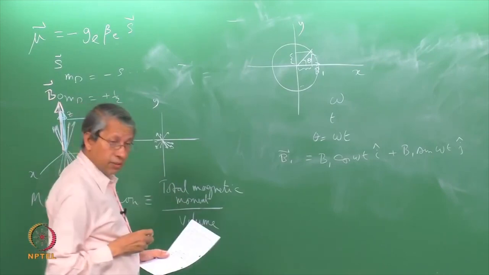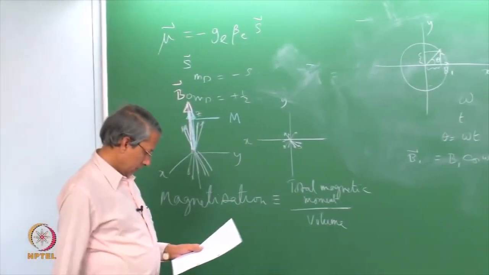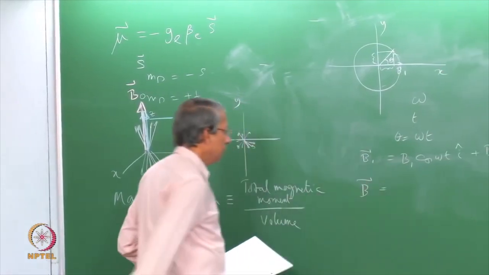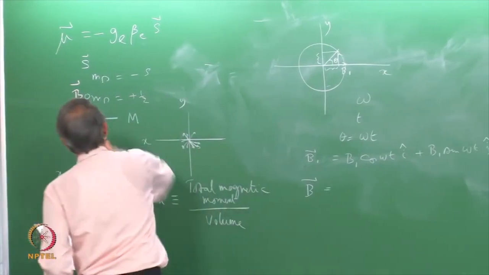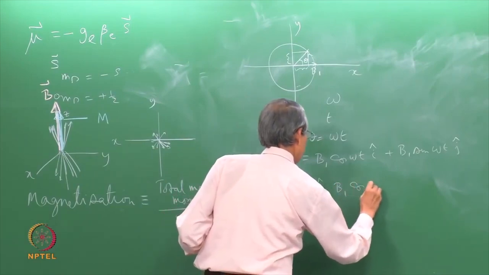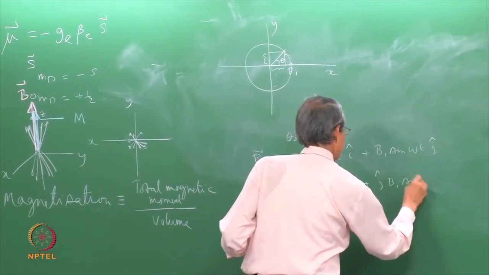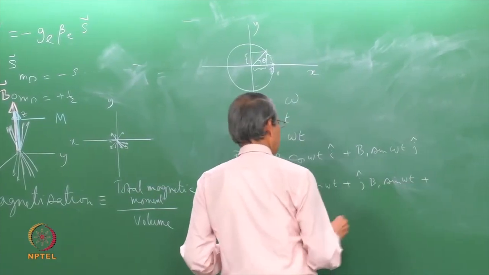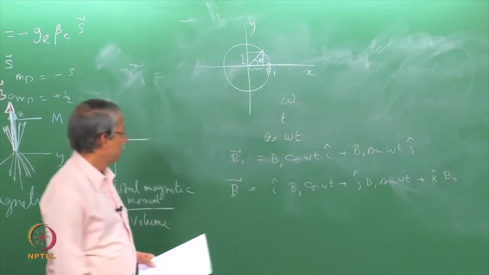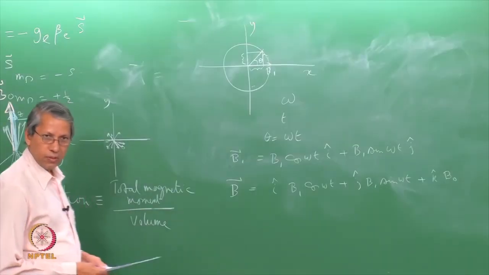In this case the magnetization sees two fields, one is due to this, the other is due to this one which is appearing along the z direction. So, the total field B seen by the magnetization is given by i B1 cos omega t, this is the x component, j B1 sin omega t, this is the y component, and k B0, this is the z component. So, this is the total magnetic field that is experienced by the magnetization.